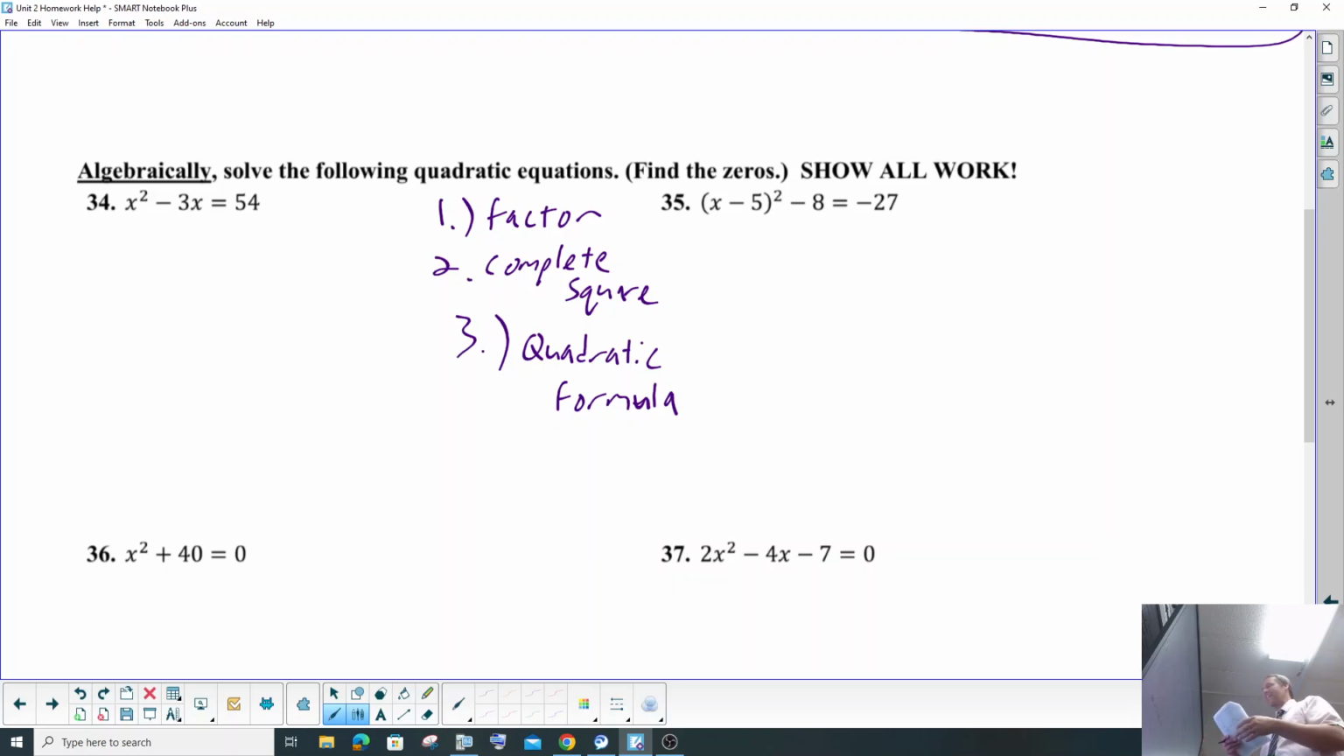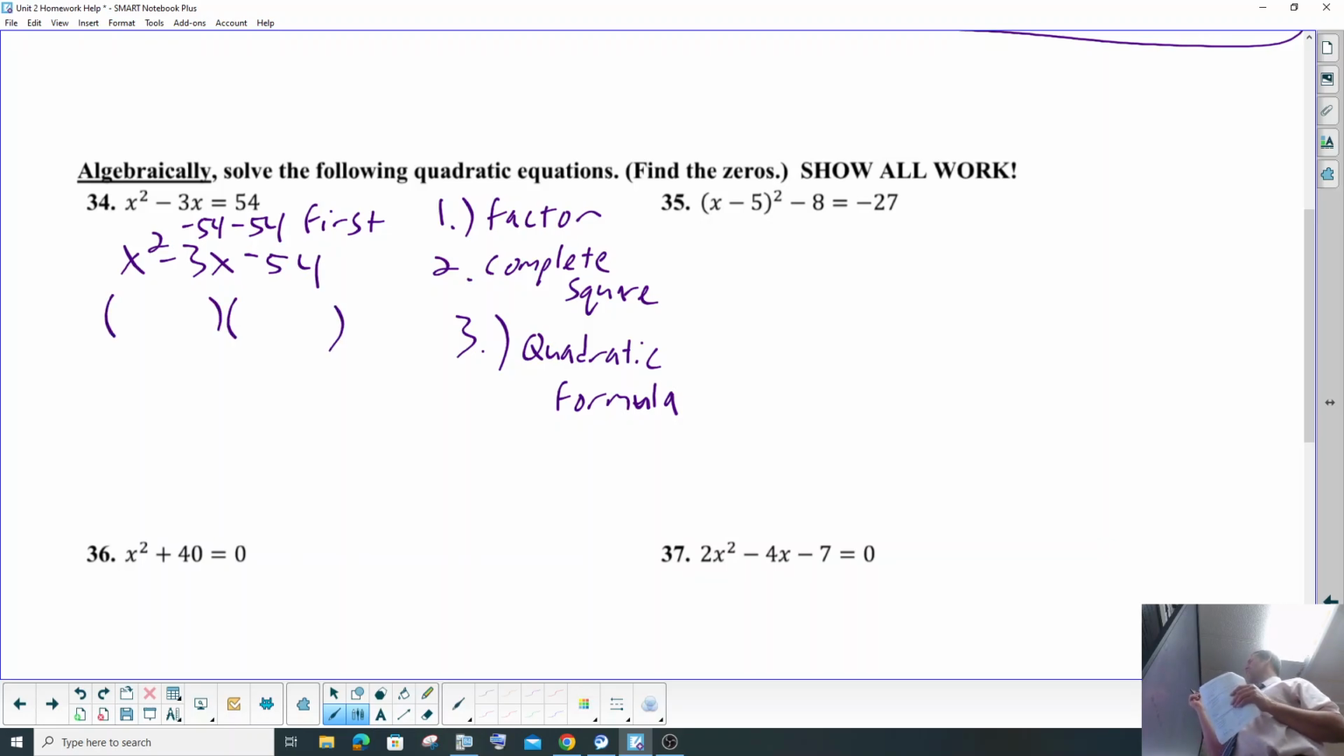Okay, so yeah, this guy's gonna factor. So we're gonna go ahead and try factoring first. Oh, we got a minus 54 first, over to the other side. That's good. So then you're going to try to factor it. Can you think of factors of 54? What are factors of 54?